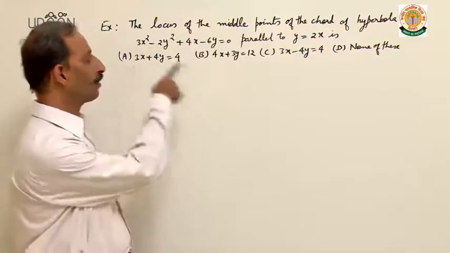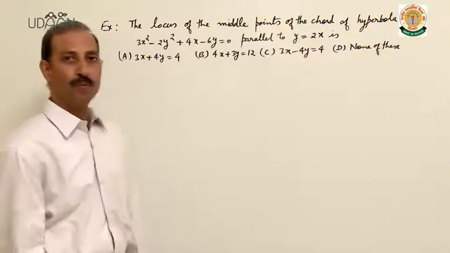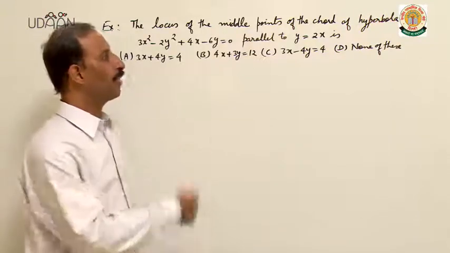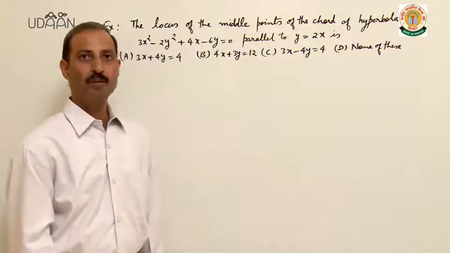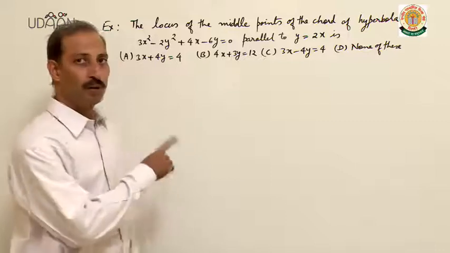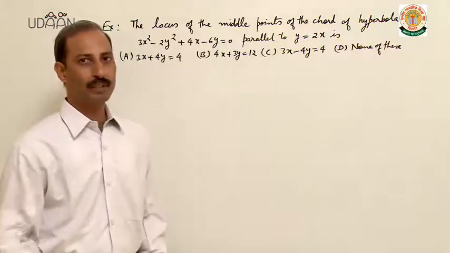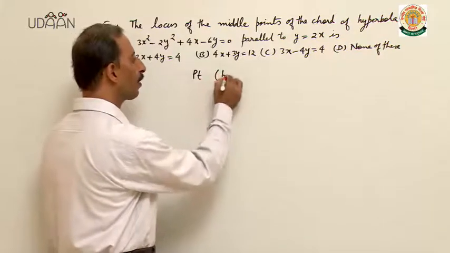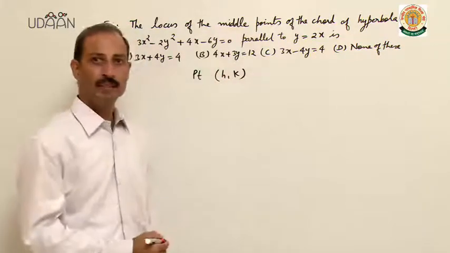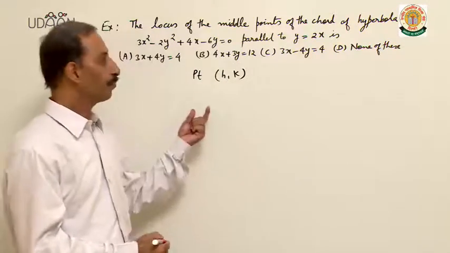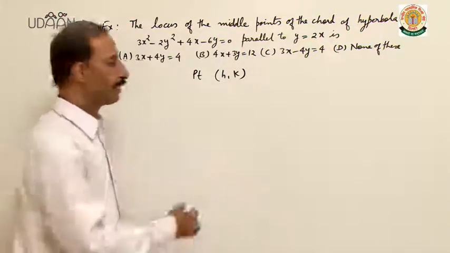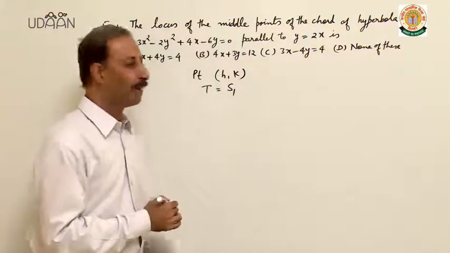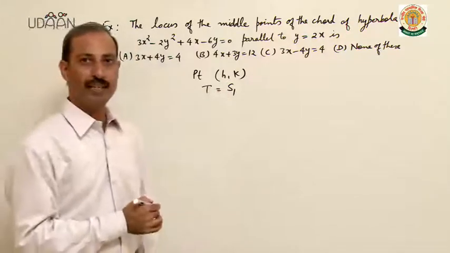The equation of the hyperbola is given, 3x square minus 2y square plus 4x minus 6y equal to 0. That is parallel to y is equal to 2x. So what is the equation of the chord if midpoint of the chord is given? Let us suppose midpoint is h comma k. Then equation of the chord whose midpoint is h comma k is given by T is equal to S1. Put the value of T and S1 here.